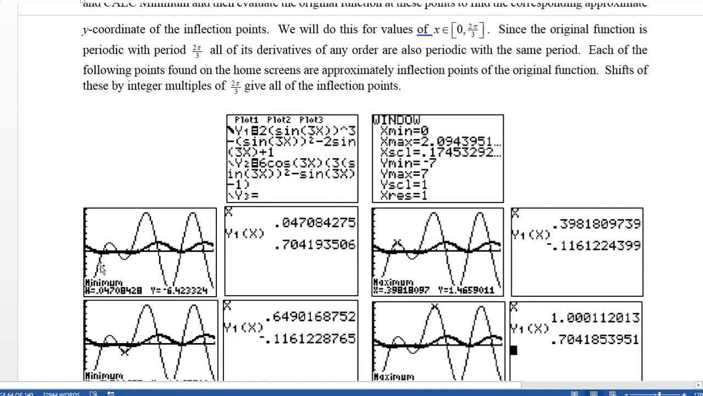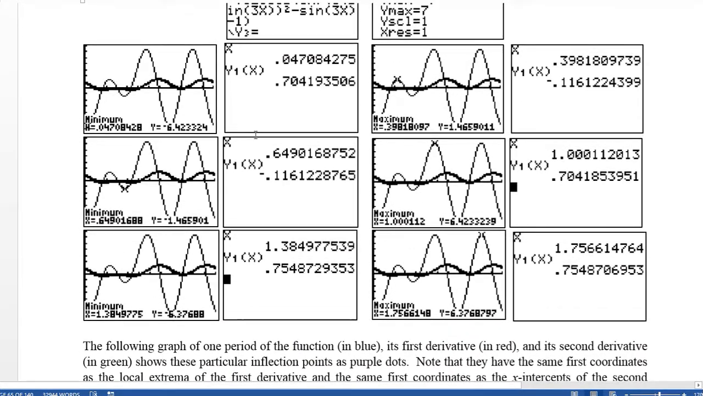So I need to find the coordinates. The first one I'm finding, there's a minimum right over here, not too far in, and there's the x. Once I do a calc minimum and go to the home screen and type x, it will be that value. Then I do y1 of x, that will be the y value. So there's the x and y coordinates, not of the minimum, but the same x and the y coordinate of the corresponding point on the original graph, which is going to be an inflection point. And I did that for every one of these maxes and mins on the derivative. And you can see those worked out there.